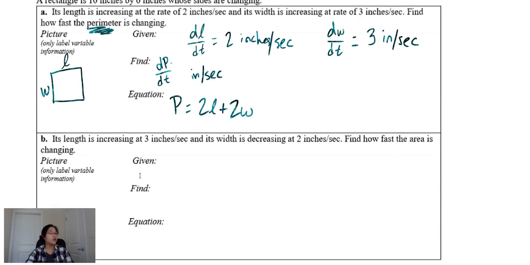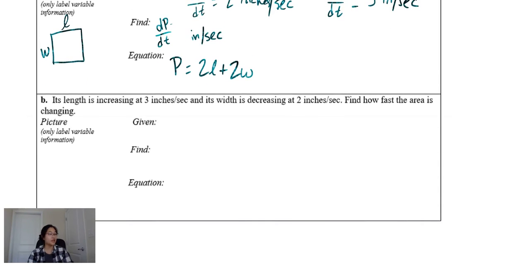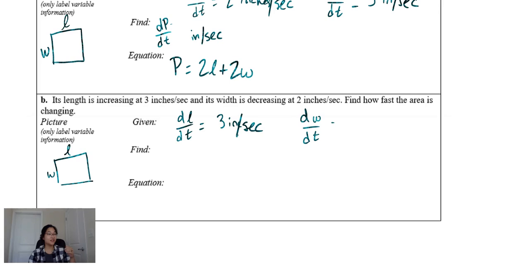What if its length is increasing at 3 inches per second and its width is decreasing at 2 inches per second? So we still have length and width. We're given that dL/dt is positive 3 inches per second and dW/dt is negative 2 inches per second. Find how fast the area is changing. So we need to find dA/dt. So what's the equation for what we need to deal with? Put a question here.